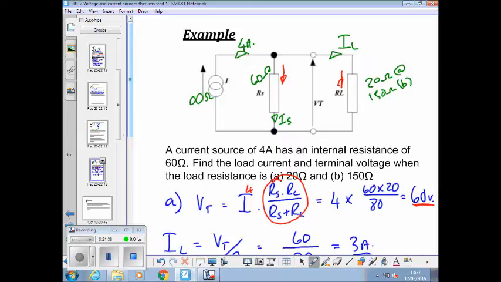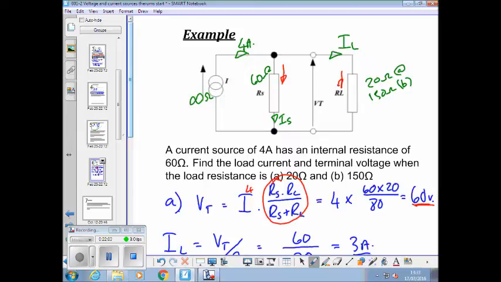Yeah, but then shouldn't that be delivering 240 volts when nothing's connected to it? Yes, because that would be the full 4 amps through that 60 ohms. So in theory, if you had a real current source like that, the terminal voltage open circuit would be 240 volts. You're right. 4 times 60.